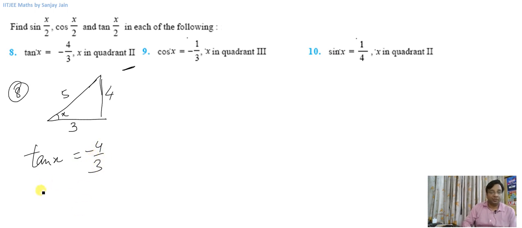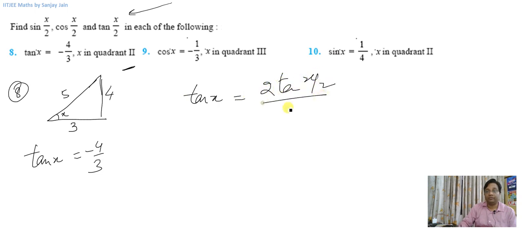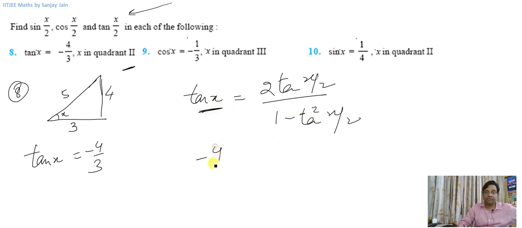So what will be tan x by 2? Okay, first of all we require tan x by 2. So how did we do that? Tan x we said is 2 tan x by 2 divided by 1 minus tan square x by 2, right? Now this is given, which is minus 4 by 3. So what will be there on the right hand side?